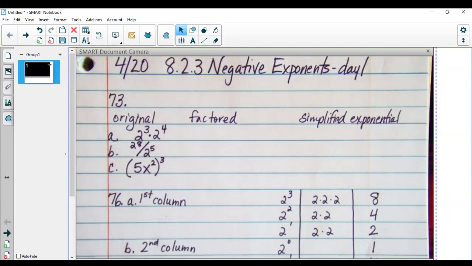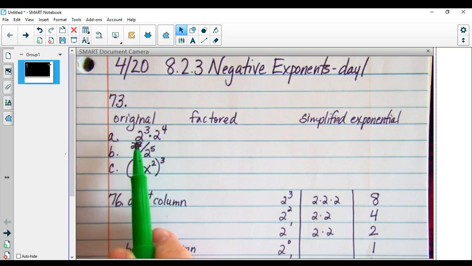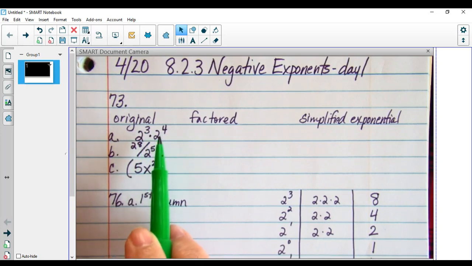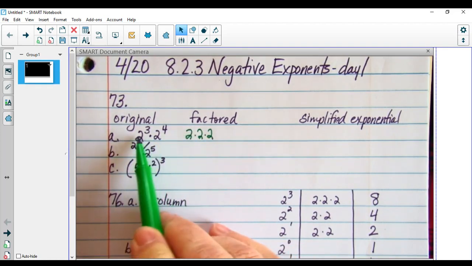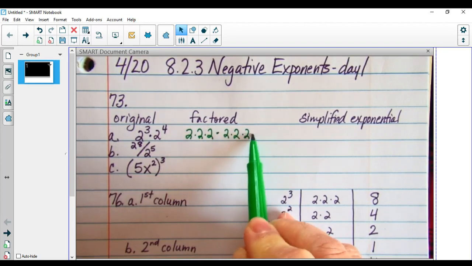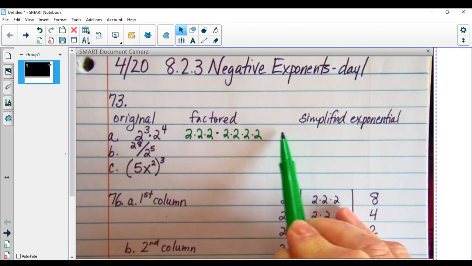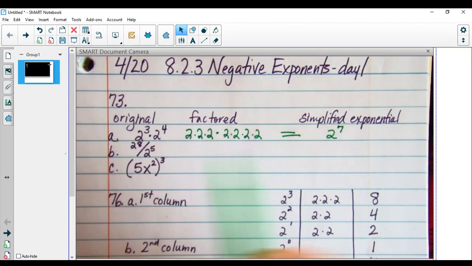Good morning. It is Tuesday, April 21st, and we're going to go over the answers for problem 823, day one of negative exponents. So first problem, we had a quick review, 2 to the third times 2 to the fourth. So we're going to write 2 times 2 times 2 for 2 to the third times 2 times 2 times 2 times 2 for 2 to the fourth, which ultimately equals 2 to the seventh power.